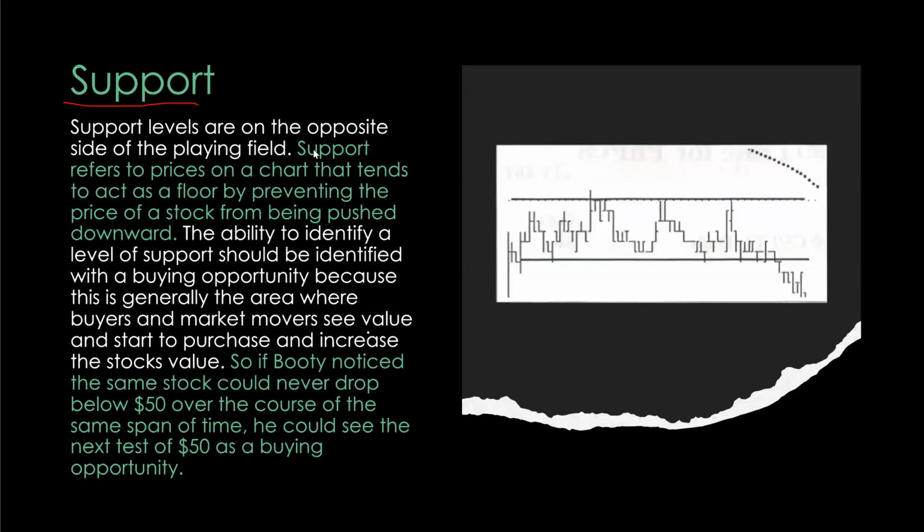Support. Support is the opposite. Support levels are on the opposite side of the playing field. Support refers to prices on a chart that tend to act as a floor by preventing the price of a stock from being pushed downward. Here we go.